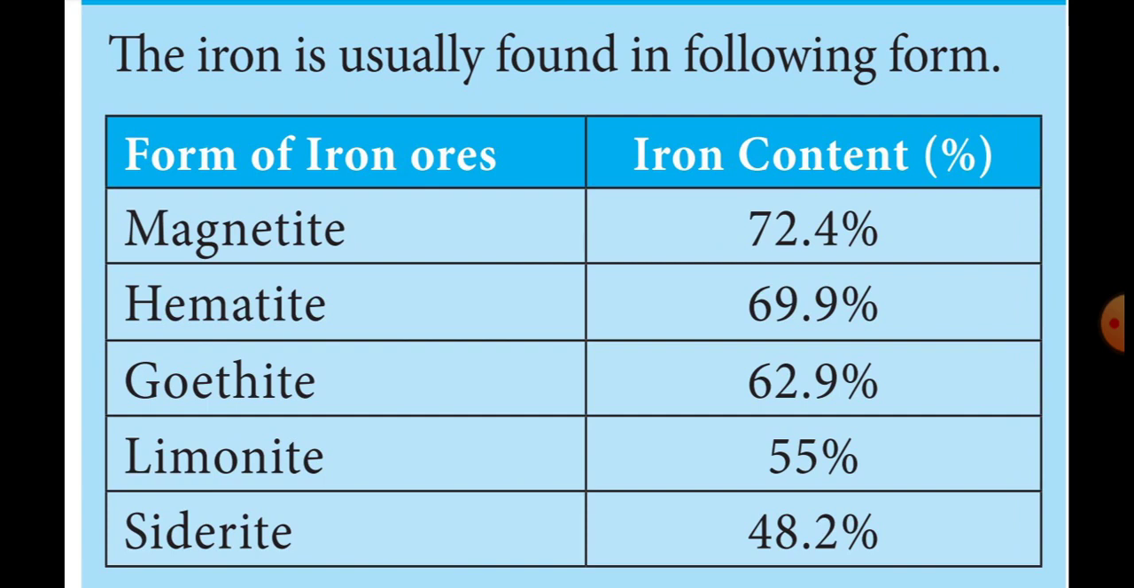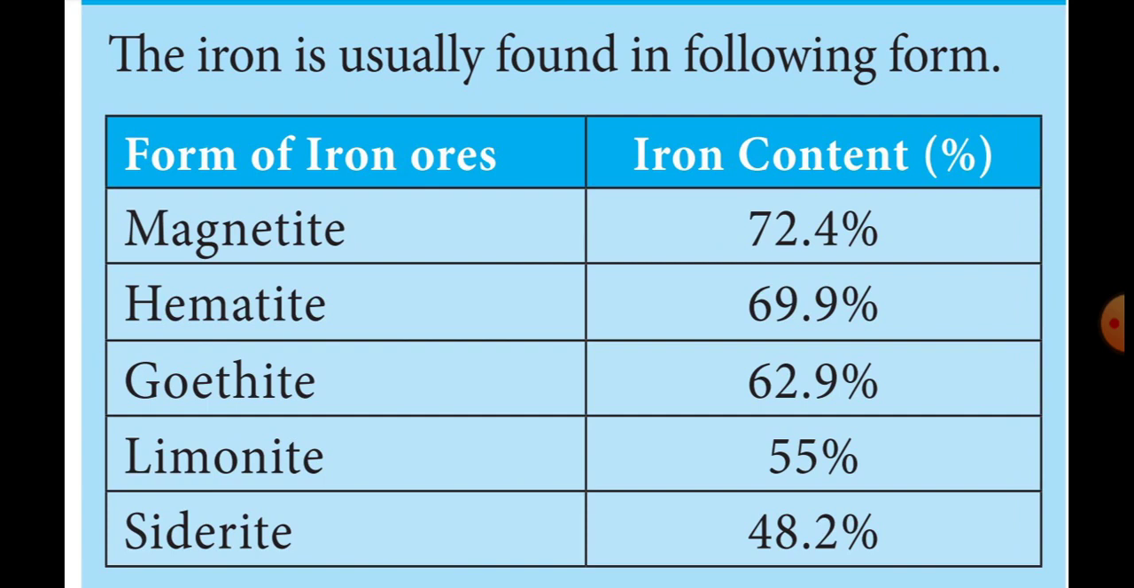The things contained in iron ore are magnetite, hematite, goethite, limonite and siderite. These are mostly found in iron ores. 72.4% of iron content is there in magnetite. Then hematite, 69.9% of iron content is contained in hematite.